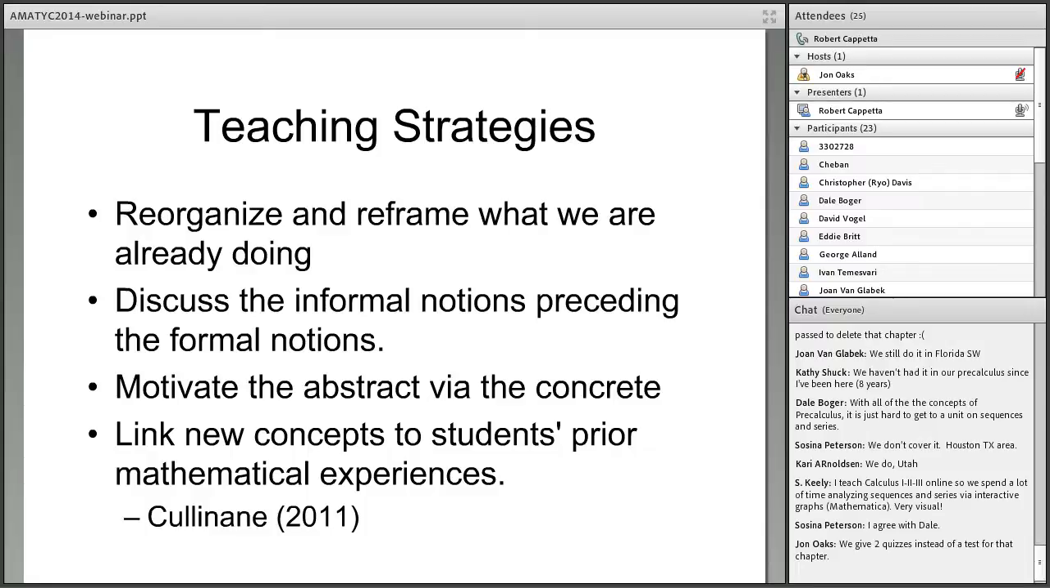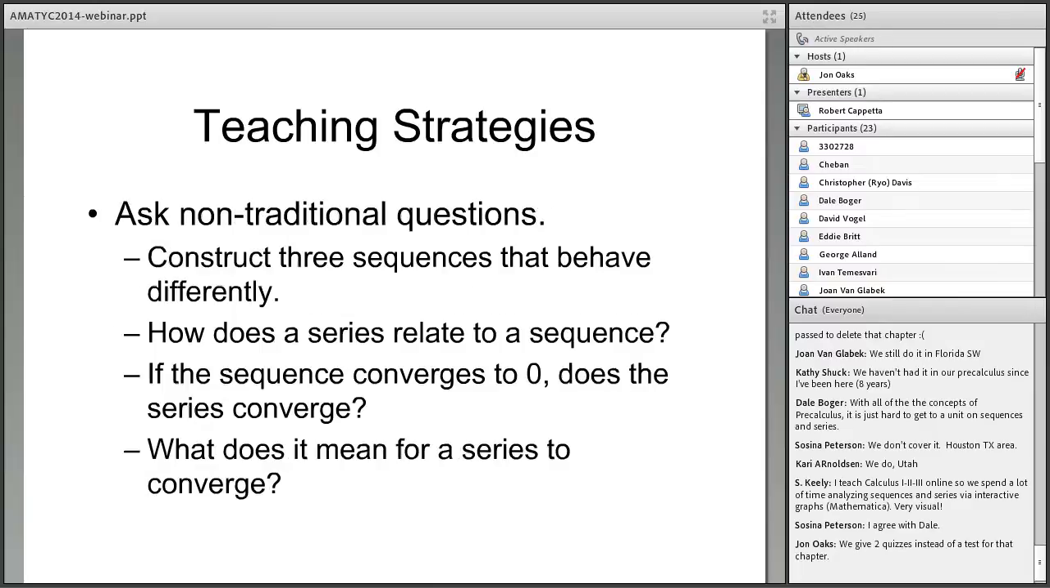Motivate the abstract via the concrete. Use real numbers. Show how they behave. Use technology to measure things. Link the new concepts to previous mathematical experiences. You want students to make connections. Show how this is similar to other things students have done.